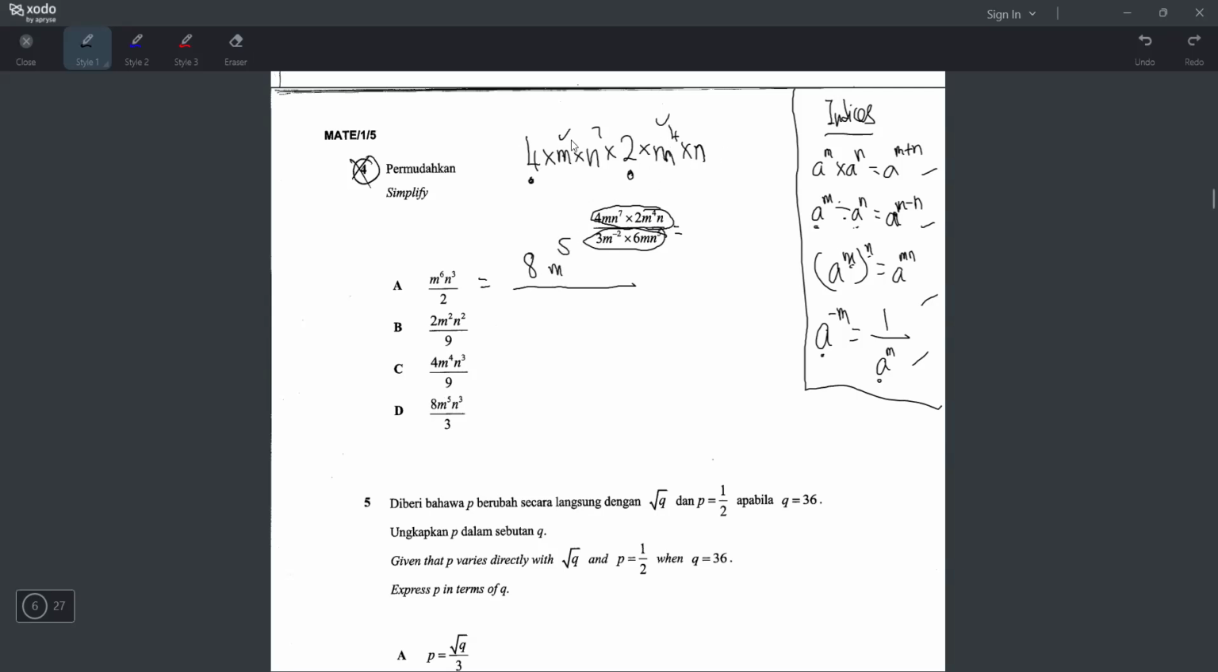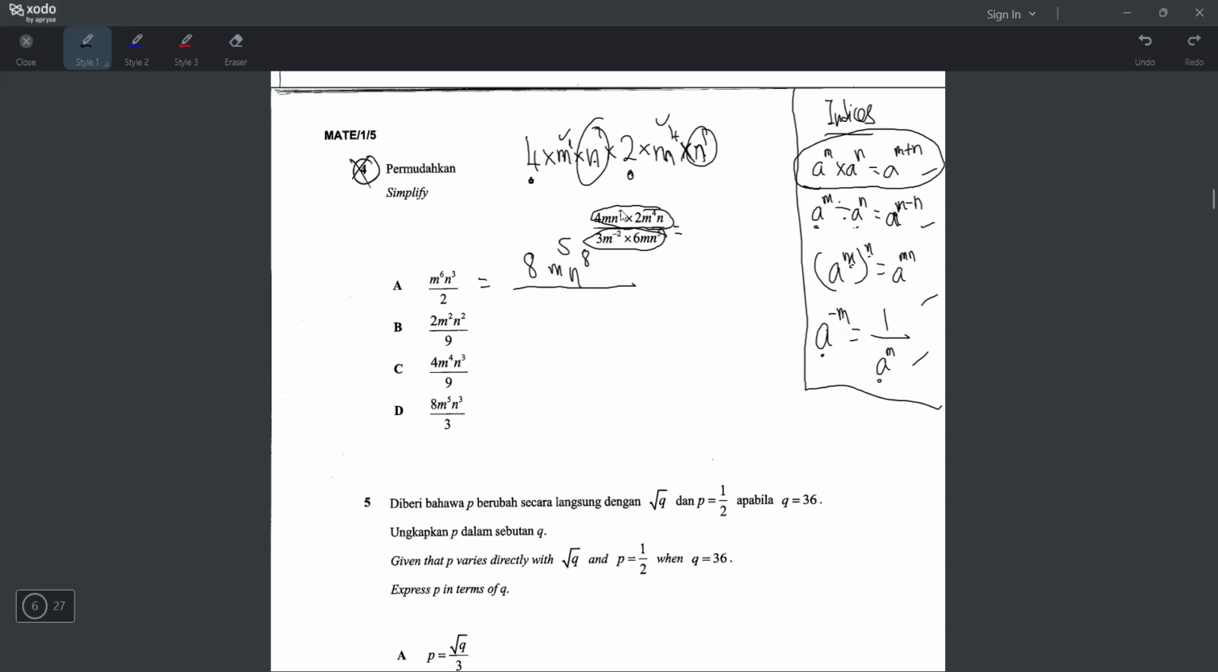And then M times M power 4 is M power 5. Why? Because this one, if no power, is power 1. And I told you already, when you have two same base number times together, the power you need to plus. So M power 1 plus 4 is 5. And then what is N power 7 times N? N power 8. Okay? Why? Because the power you plus, right? Because times ma. Same base times the power plus. 7 plus 1 is 8. Okay, done.